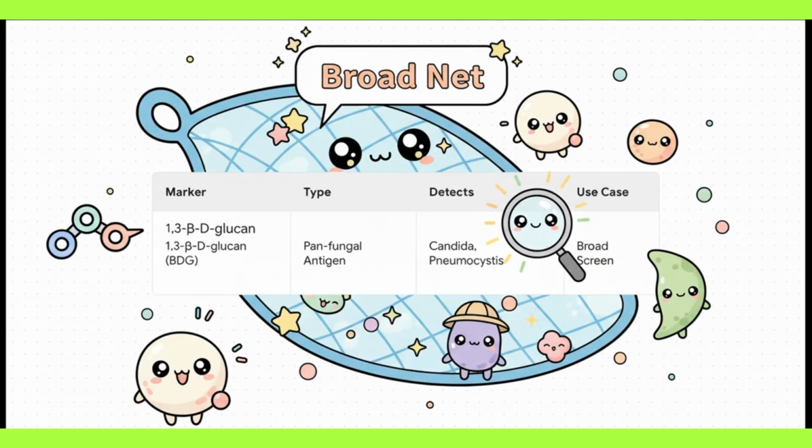Next, we have 1,3-beta-D-glucan, which everyone just calls BDG. So if galactomannan was a specific fingerprint, think of BDG as casting a really wide net. It's a component found in the cell walls of a ton of different fungi, which makes it a fantastic pan-fungal marker. A positive BDG test is a major red flag that a fungal infection is likely, flagging things like Candida, Pneumocystis, and Fusarium, just to name a few.